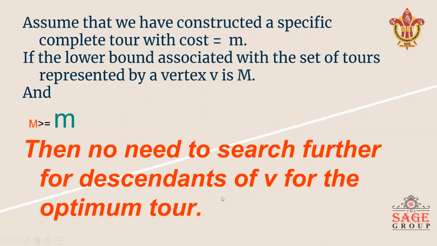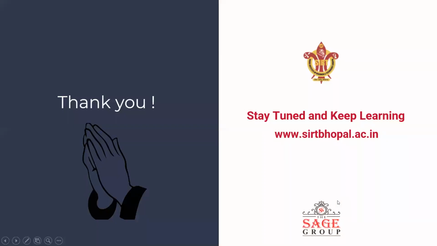Okay. Assume that we have constructed a specific complete tour with cost equal to m. If the lower bound associated with the set of tours represented by a vertex V is m', and m' is greater than or equal to m, then no need to search further for descendants of V for the optimum tour. Okay, so this is the method by which we can find out the optimal tour for a traveling salesman problem by using branch and bound method.